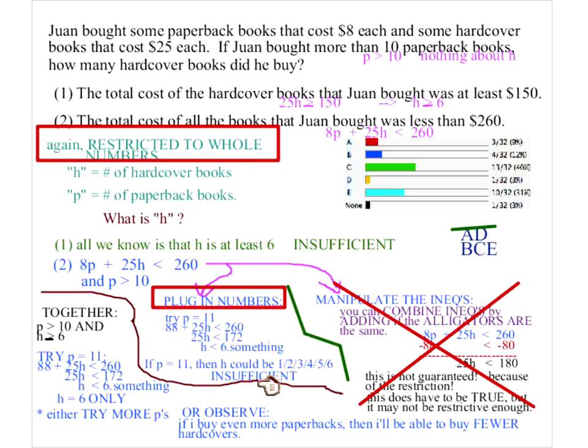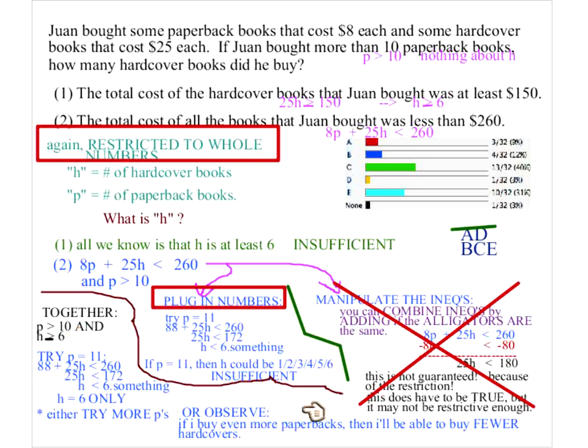What happens is if you plug in 12, you'll still find that H can only be 6. If you plug in 13, you will still find that H can only be 6. And if you plug in 14 or more, then there will be no H's at all that work. So you may want to try those. Remember, you got to obey these restrictions and see that. But you'll notice the pattern.